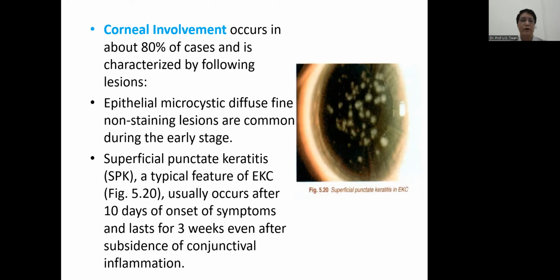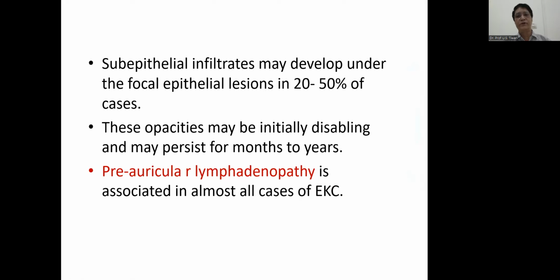So it is important to remember that superficial punctate keratitis, popularly known as SPK, is a typical feature, and it may persist for up to 3 weeks after the subsidence of the conjunctival infection. So don't get carried away by the presence of SPK lesions, and do not over-treat these patients. Subepithelial infiltrates may develop under the focal epithelial lesions in 20 to 50% of cases. These opacities may be initially disabling and may persist for months to years. This may be a disabling sign of EKC. Pre-auricular lymphadenopathy is associated with almost all cases of EKC.